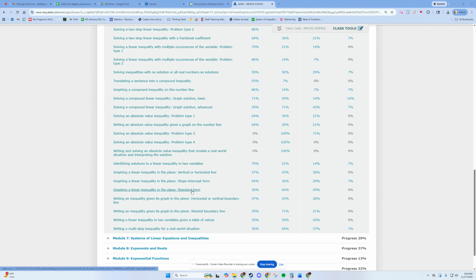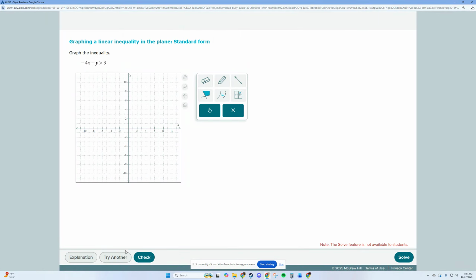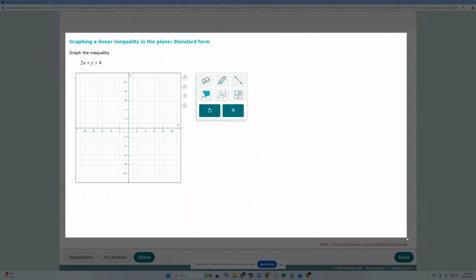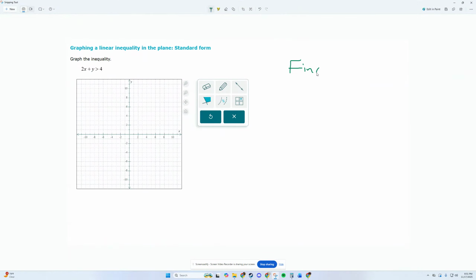Okay, now let's look at this. Ooh, interesting. Okay, this is almost in standard form. I just want one without a negative x value. Great, there we go. Okay, so for this, when we have something in standard form, just find the intercepts.